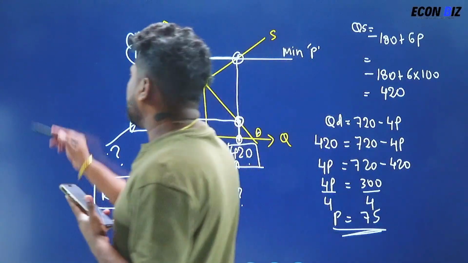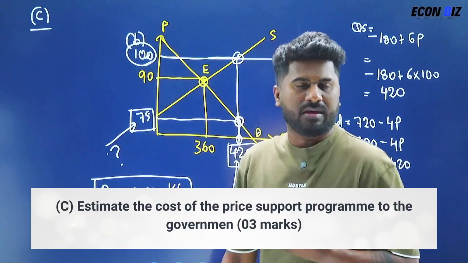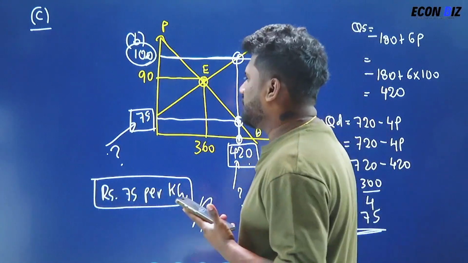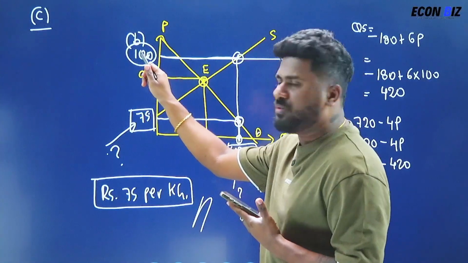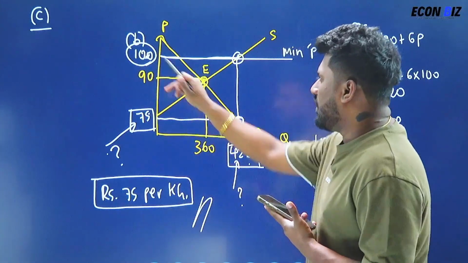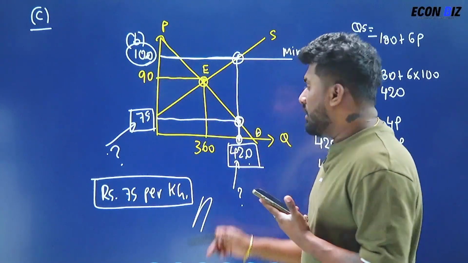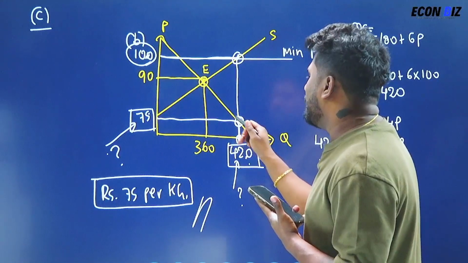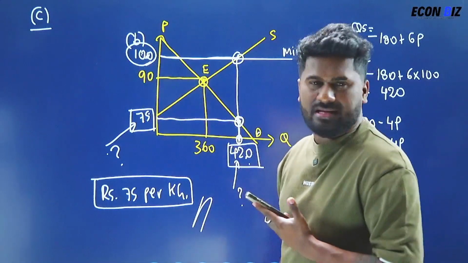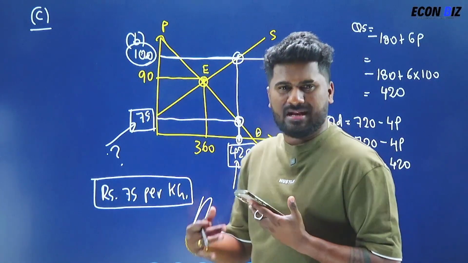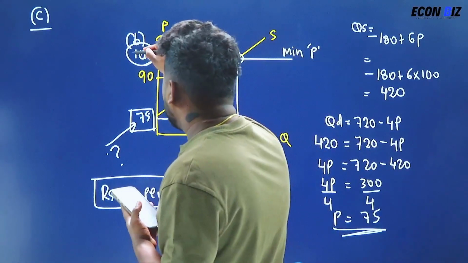In part C, they are asking the cost incurred by the government for this deficiency payment scheme. Now what happened? The government guaranteed that producers will receive 100 rupees. But the problem is what? Once producers supplied 420 to the market at 100, customers are saying that they would demand at 75. Now producers are expecting 100, but customers are demanding around 75 rupees. Now, the gap between this one.